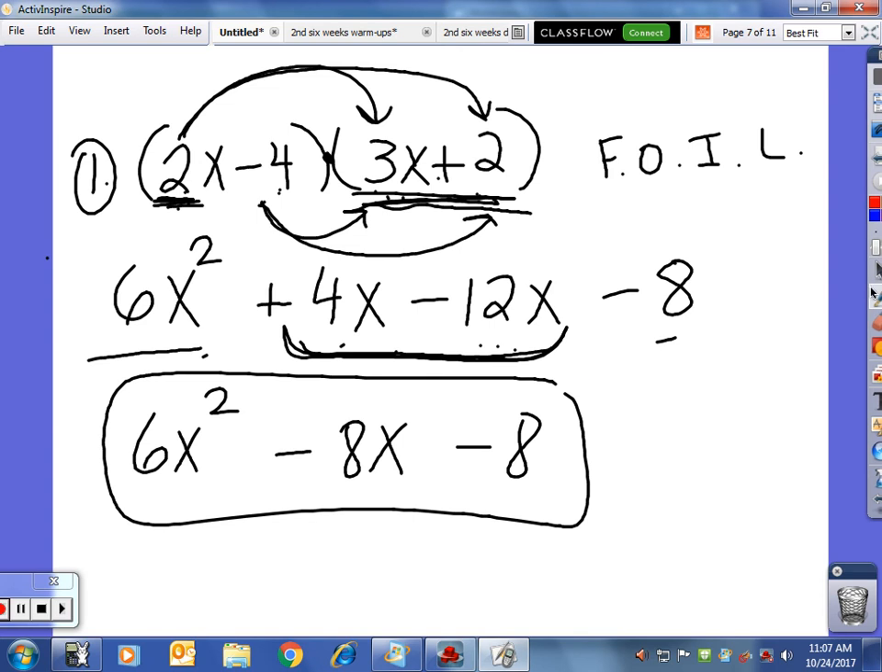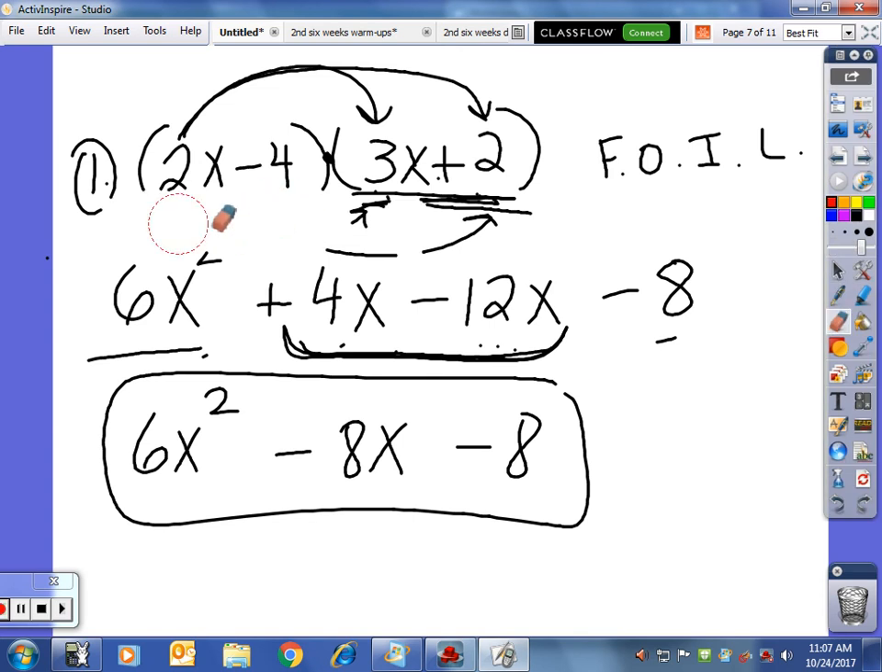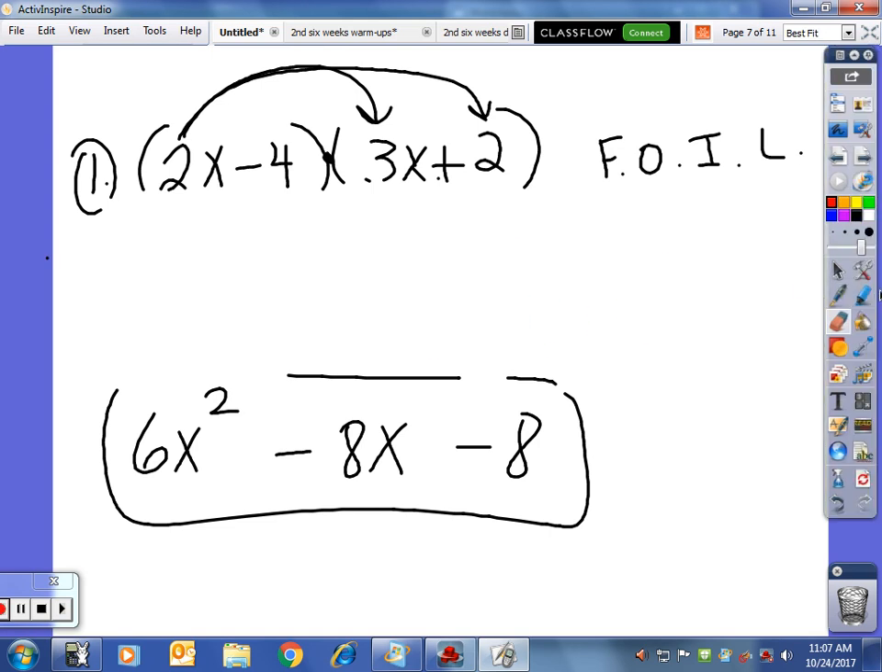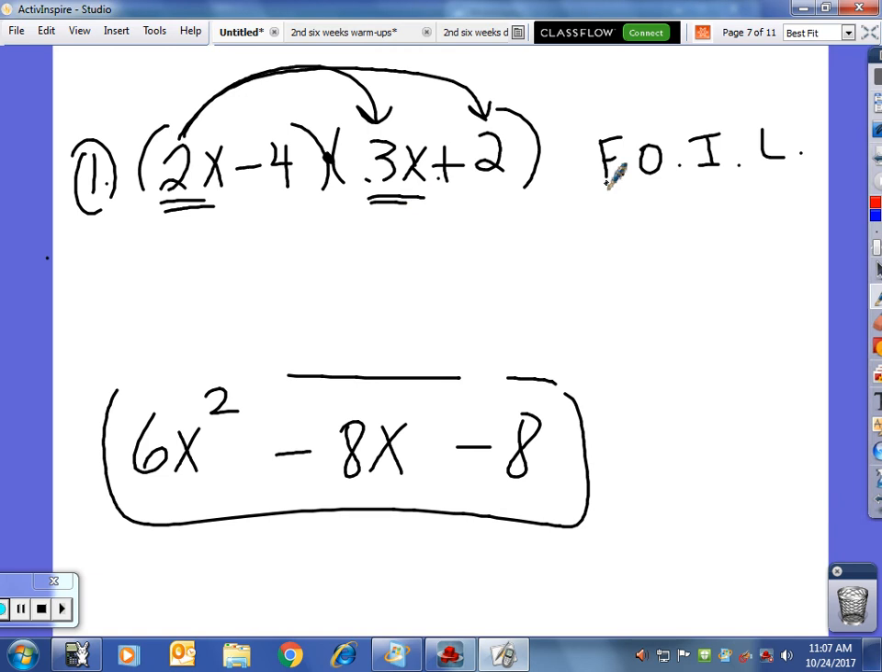Okay, now let me go back to the beginning and talk to you about what FOIL means. FOIL stands for the 4 little products you get. The first thing I did was 2x times 3x. You remember that? F stands for first terms. I did the first term in this parenthesis times the first term in this parenthesis. The next thing I did was 2x times 2.